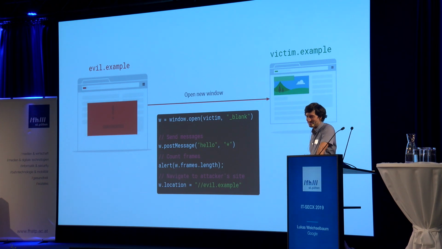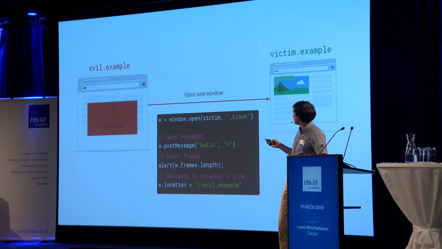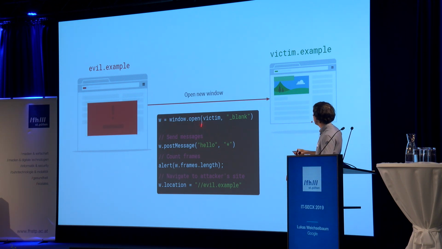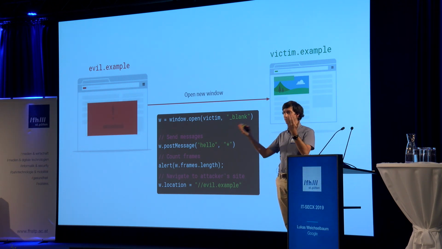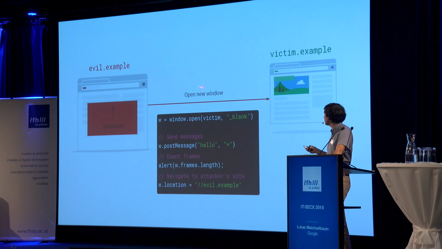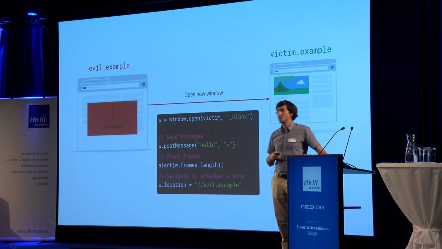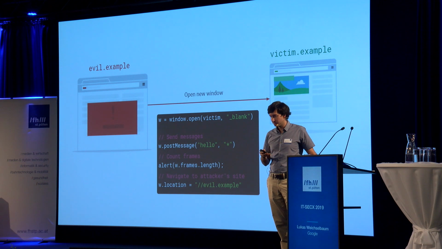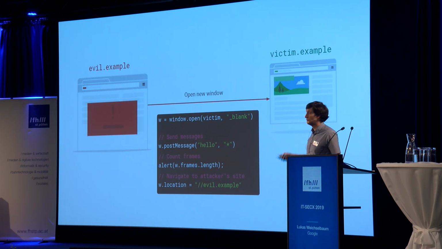What is it about? As I said, evil.example can do window.open on victim.example, and it will maintain the reference to that window. With that reference, it can postMessage. It can count frames. It can even change the location of this window. It can check if this window has been closed. So although these things are cross-origin, the browser allows a lot of information to flow between these contexts. And in some browsers, this link also causes both tabs to end up in the same process, which makes them vulnerable against Spectre-like attacks. So evil.example can attack victim.example.